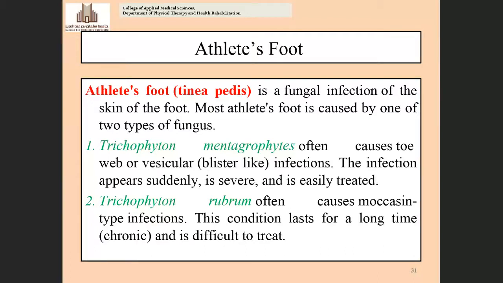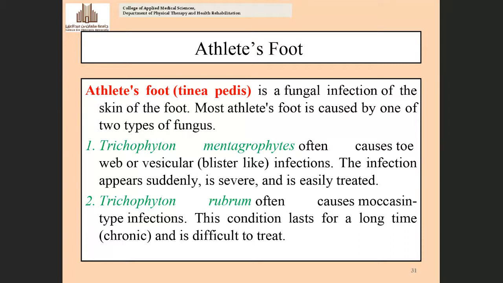The athlete's foot is a common dermatological problem. It is not related to physical therapy. Still, it is a major issue that athletes usually face. So I would like to add this in sports injuries. The athlete's foot, you can say, is tinea pedis. So the name of this problem is tinea pedis.